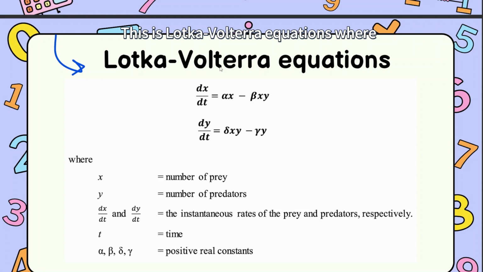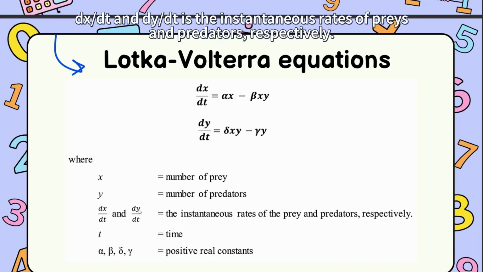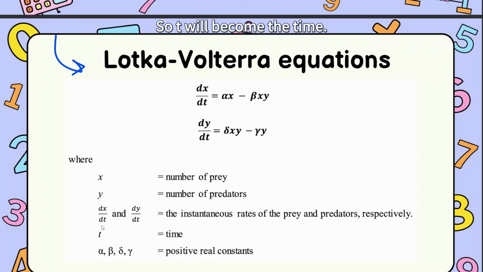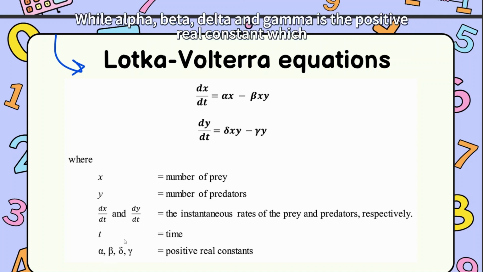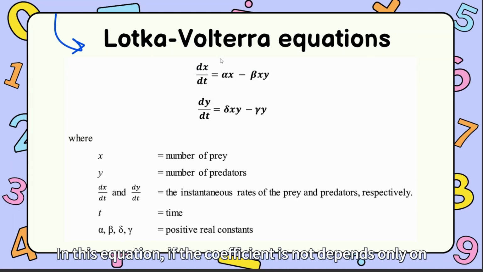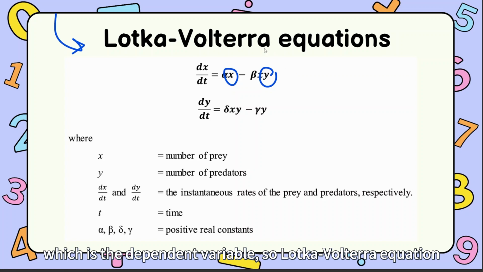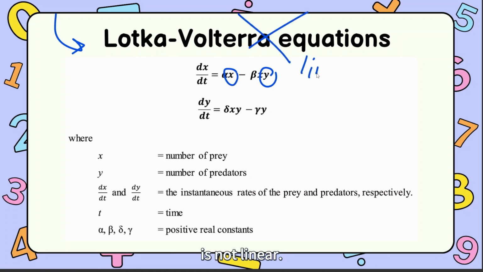These are the Lotka-Volterra equations, where x is the number of prey and y is the number of predators. dx/dt and dy/dt are the instantaneous rates of change of prey and predator respectively. t is the time, while alpha, beta, delta, and gamma are positive real constants, which can be obtained by analysis in the real world. Looking at the first equation, the coefficient does not depend only on the independent variable t, but also on x and y, which are dependent variables, so the Lotka-Volterra equation is not linear.